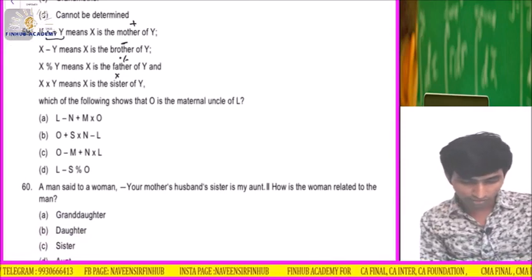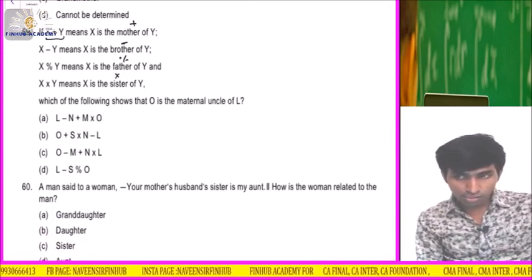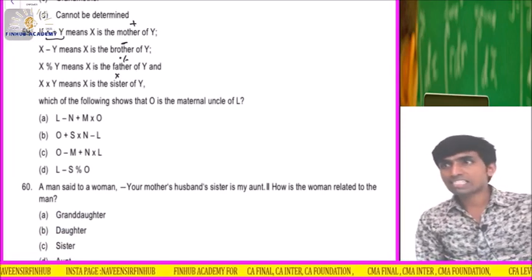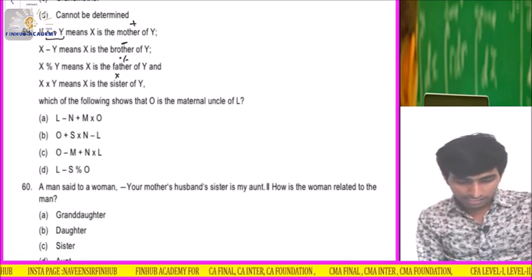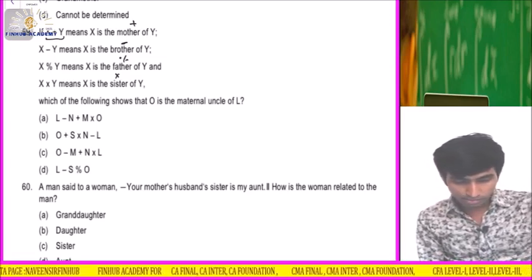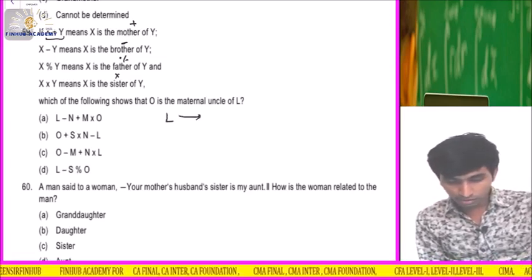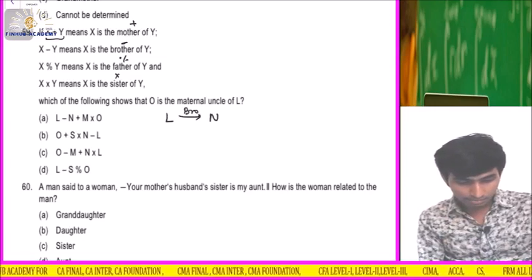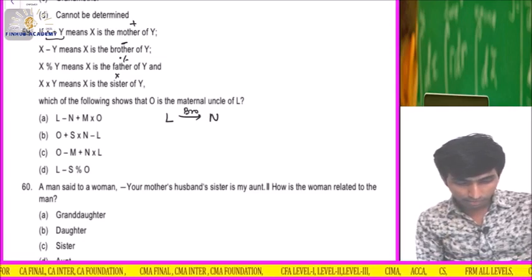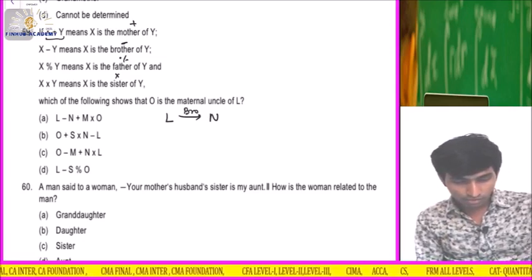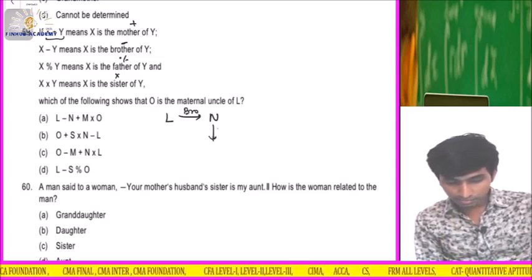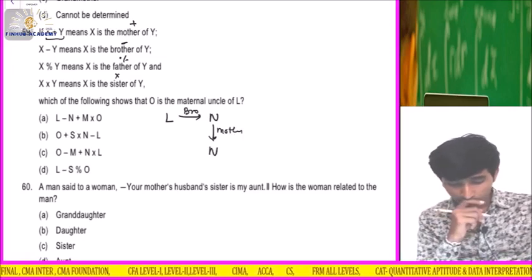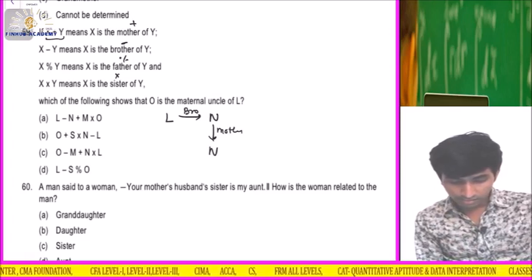Oh ho, we will have to solve. So L minus N. When I say L minus N, minus means brother. So L is brother of N. N plus M. Plus means mother. N is mother of M. So obviously L is what? He is male.